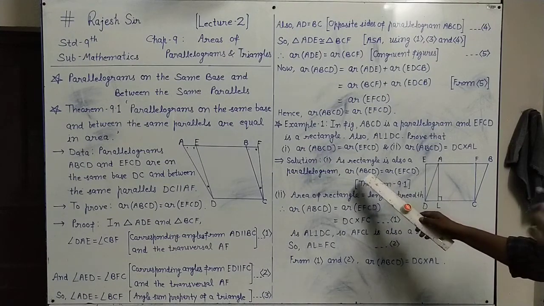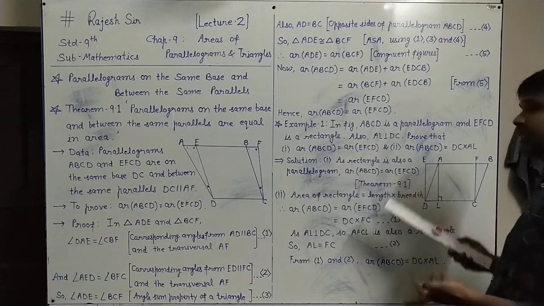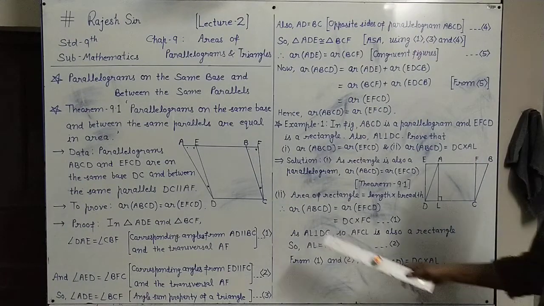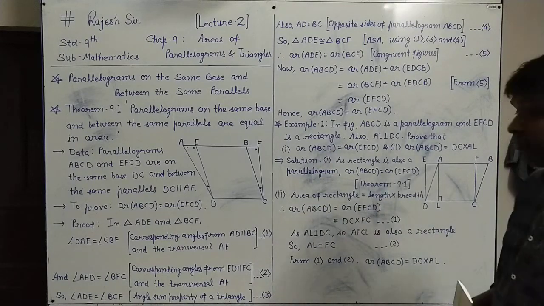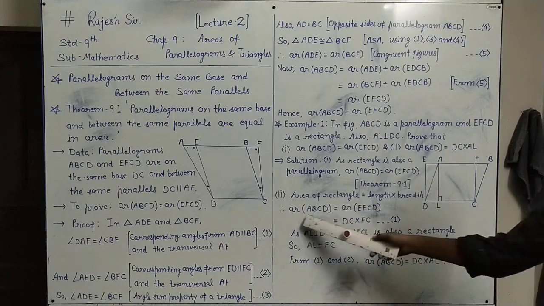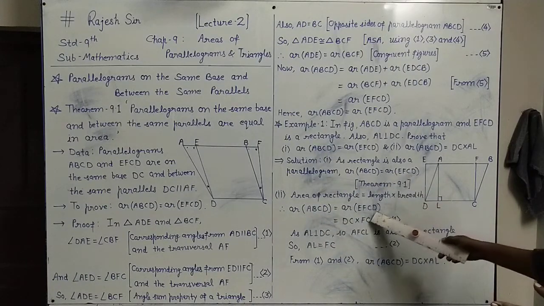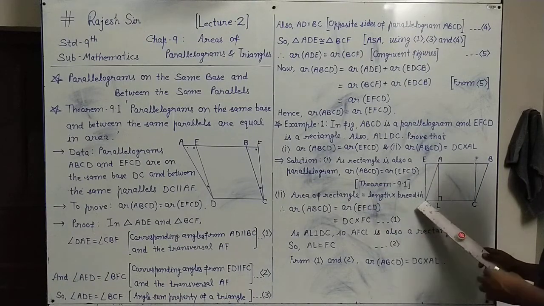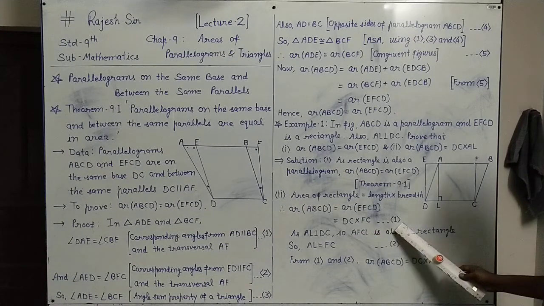So in just one line we have proved that area of ABCD equals area of EFCD. Now, next, to prove area of ABCD equals DC into AL, you know that area of rectangle equals length into breadth. This is the formula. Here we have proved that area of ABCD equals area of EFCD, and EFCD is a rectangle. So considering DC as its length, its breadth will be FC. So area equals DC into FC, say result 1.